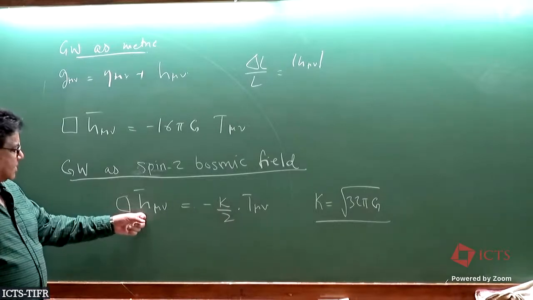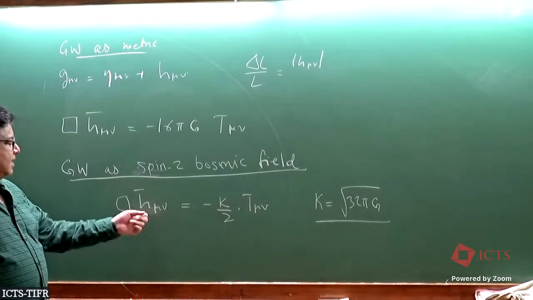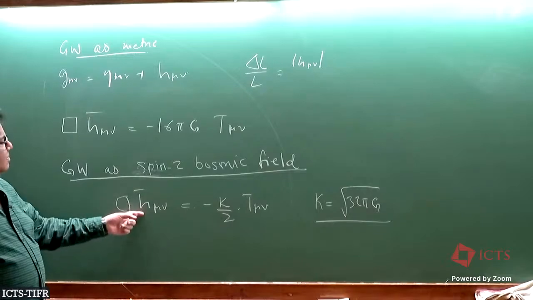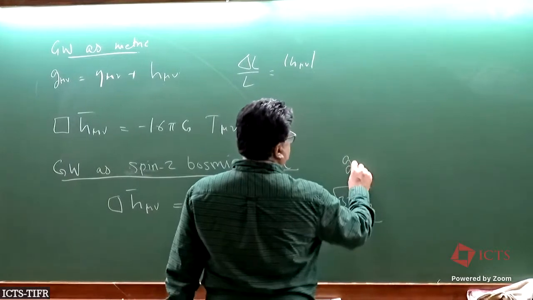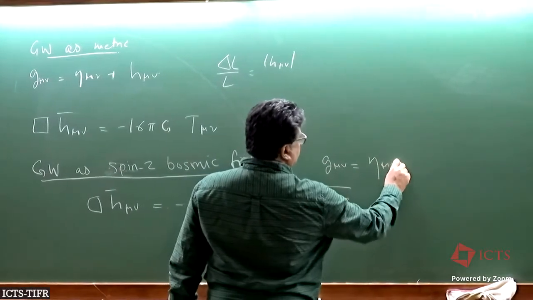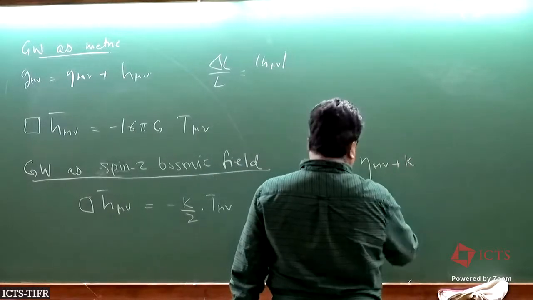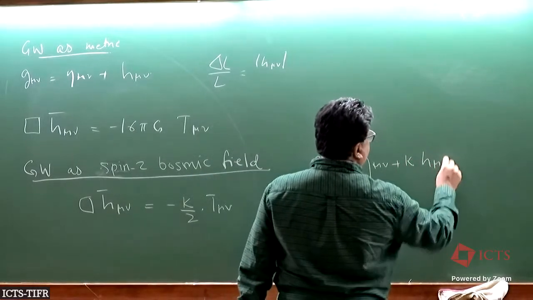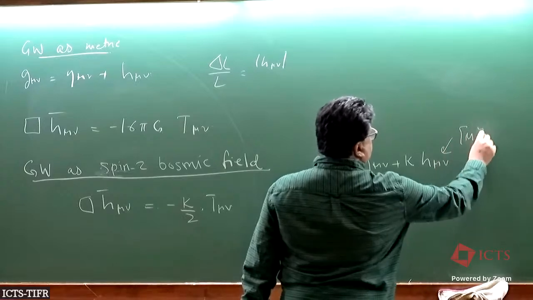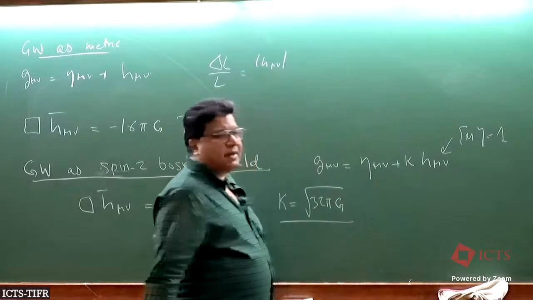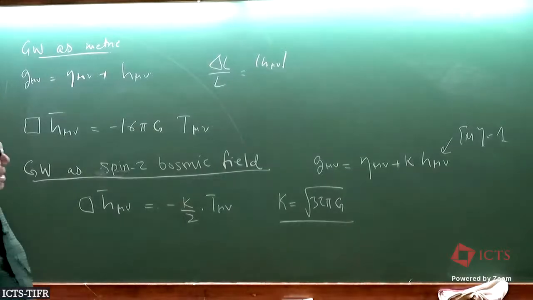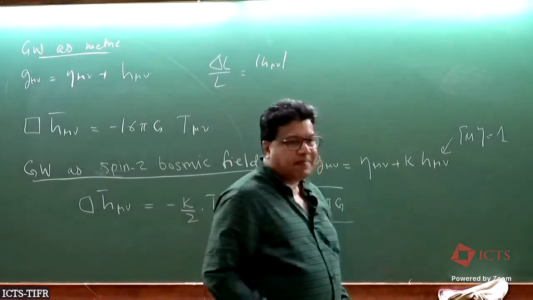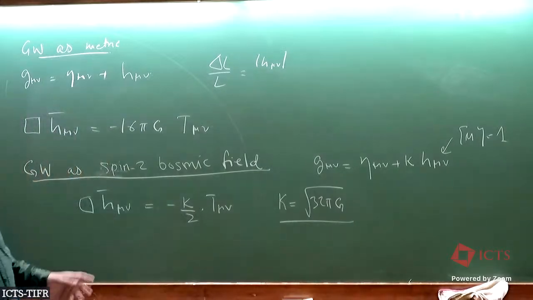And this kappa is fixed by the fact that if you start from the Einstein equation and want to get a canonical kinetic term for h mu nu, then you have to expand g mu nu is eta mu nu plus kappa, this kappa, h mu nu. So here, this has mass dimension of 1, like any bosonic field, and this has the canonical kinetic term. Okay. And in this expansion, you get this equation.